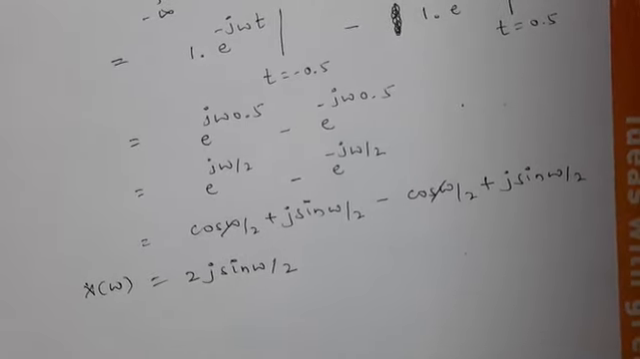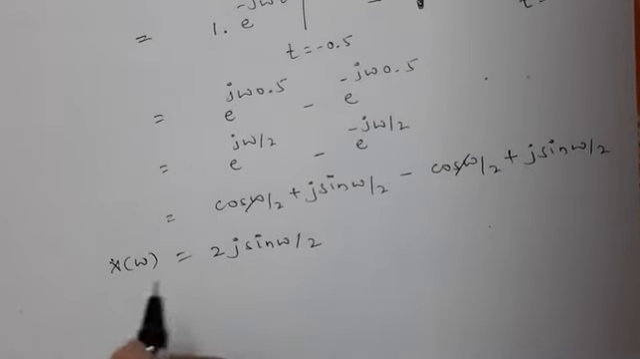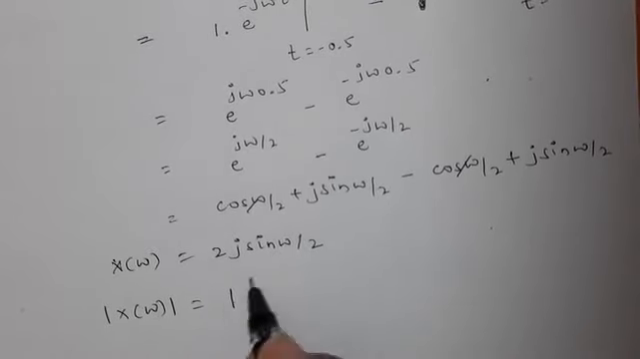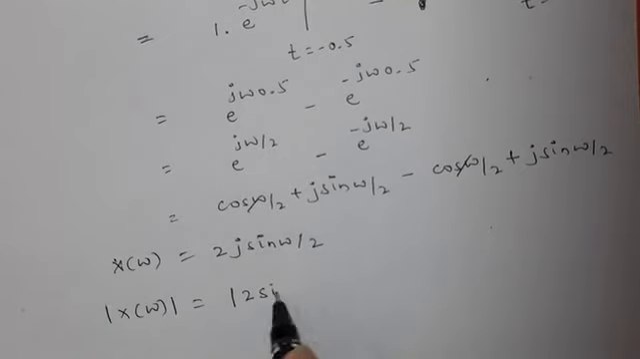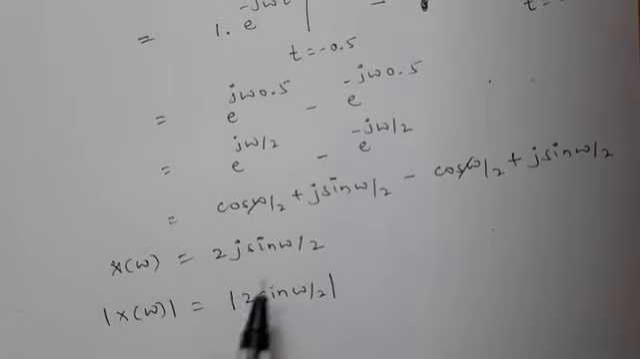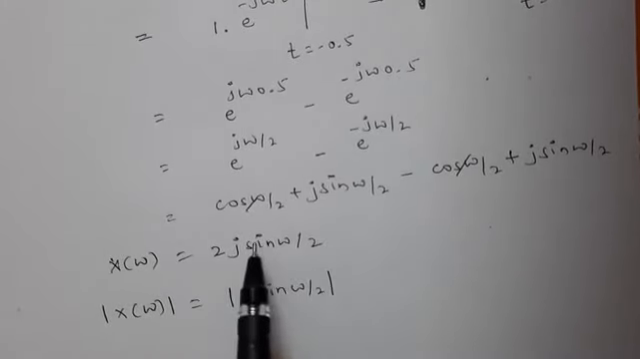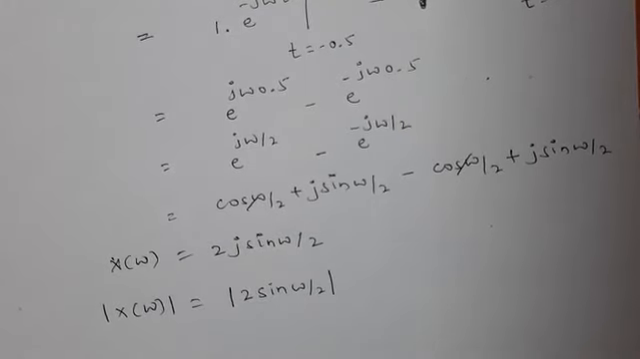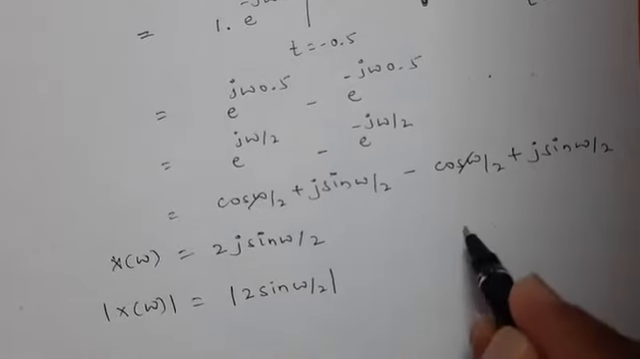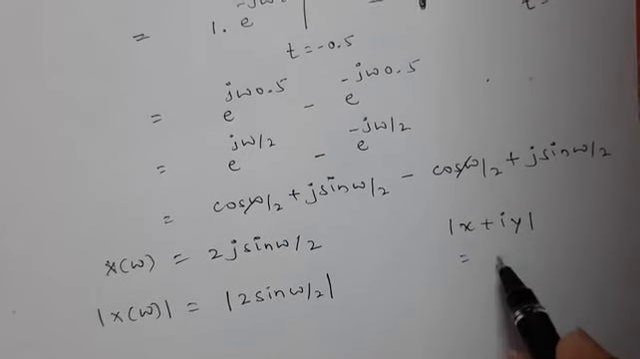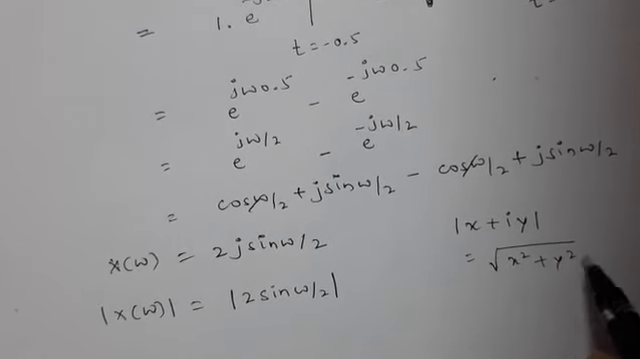Right? So what is the magnitude of this? Magnitude of this x of omega is 2 sine of omega by 2. What is the magnitude of this? So this whole term, 2 you take out. So magnitude of j sine omega by 2, which is x plus iy, is equal to root of x square plus y square. Magnitude of this is root of x square plus y square.